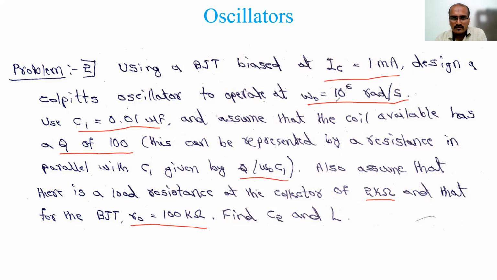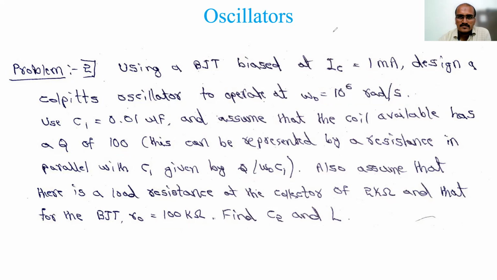So IC is given, omega naught is given, C1 value is given, and the Q factor of the coil is given, which is 100, and even the formula for finding R has been mentioned. Along with that, they have given the load resistance RL, 2 kilo ohm, and R0, 100 kilo ohm. What you need to find here is C2 and L, the other two parameters of the tank circuit. Okay, Colpitts feedback circuit. So let's move on.